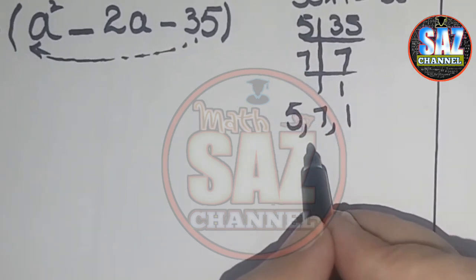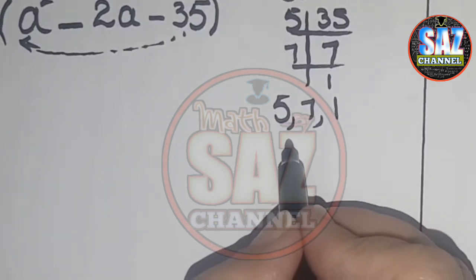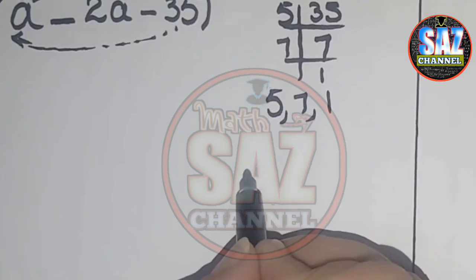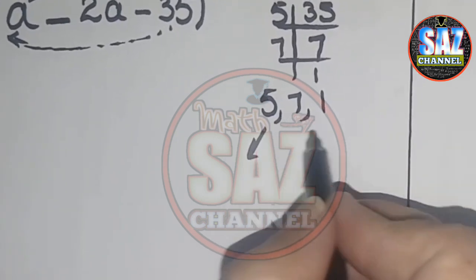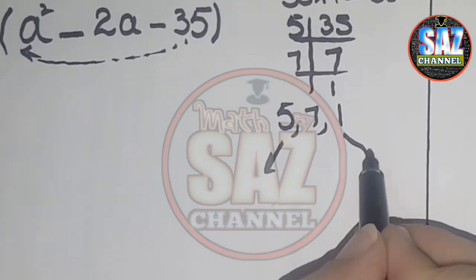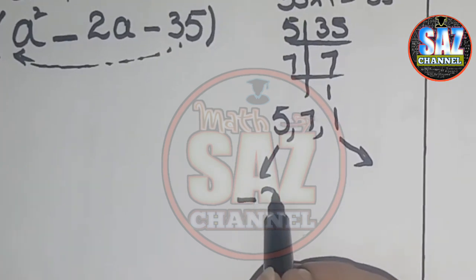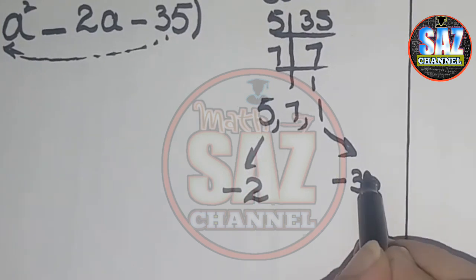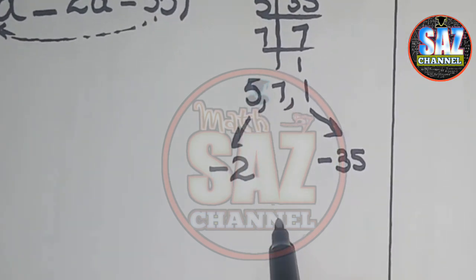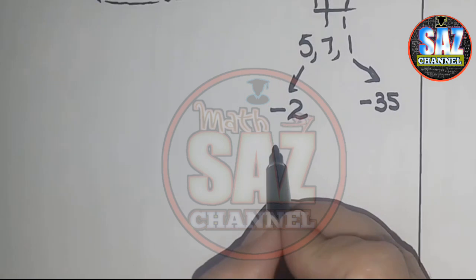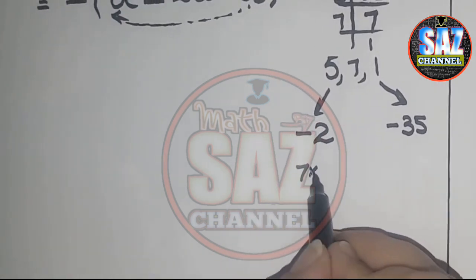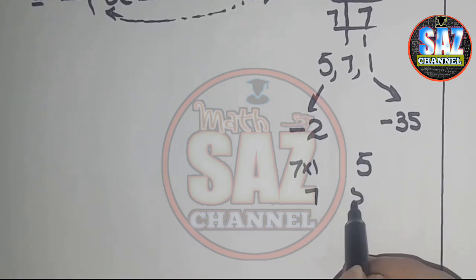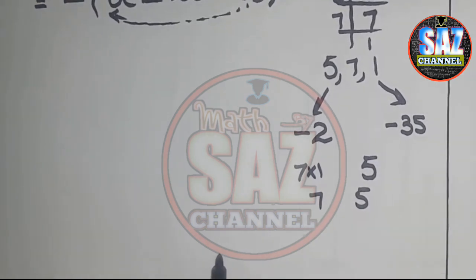What magic do we have to perform? From all these numbers, we have to make two numbers in such a way that when adding or subtracting, we get the middle term, which is minus 2, and when multiplying, we get the product term, which is minus 35. Now the thinking process begins. What if I take 7 and 1 at one place and 5 alone? 7 and 5. Yes, I've got the numbers 7 and 5.